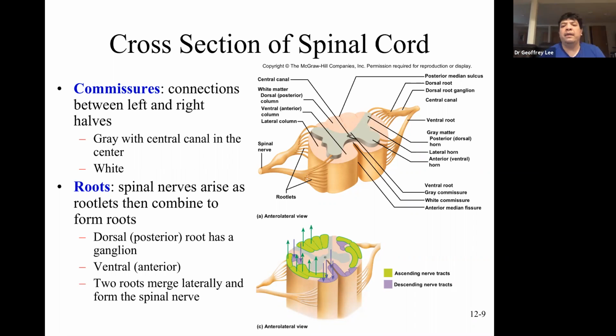Now in the brain, we're going to see that we have commissures as well. We call one of them the corpus callosum, and we'll talk about those later on.